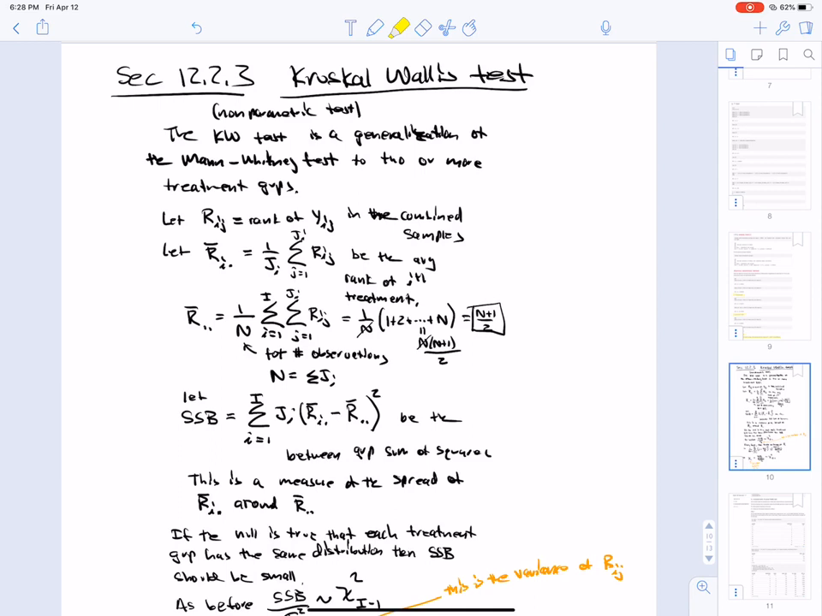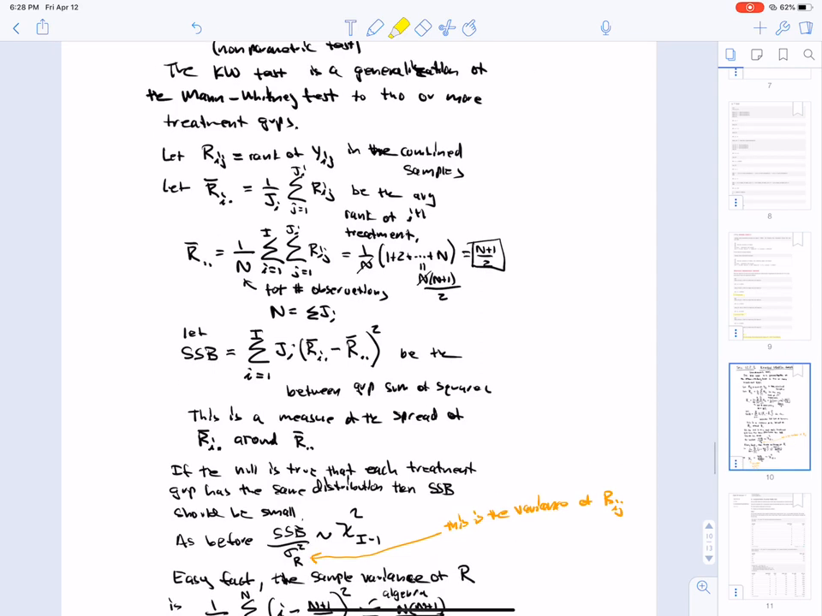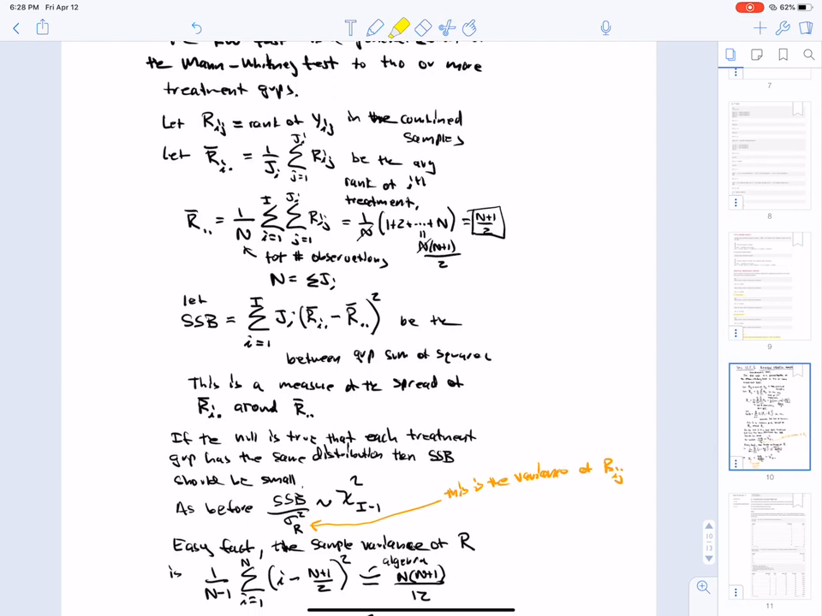We define SSB just how we did before, except now we use ranks, and we have this formula here. And this is a measure of the spread of the row rank around the total rank. And if the null is true, that each treatment group has the same distribution, then SSB should be small.